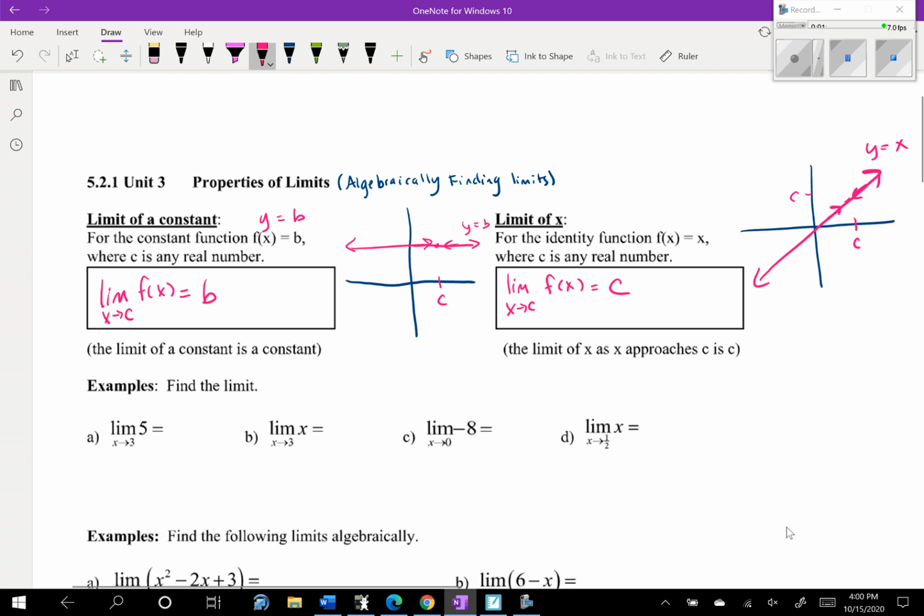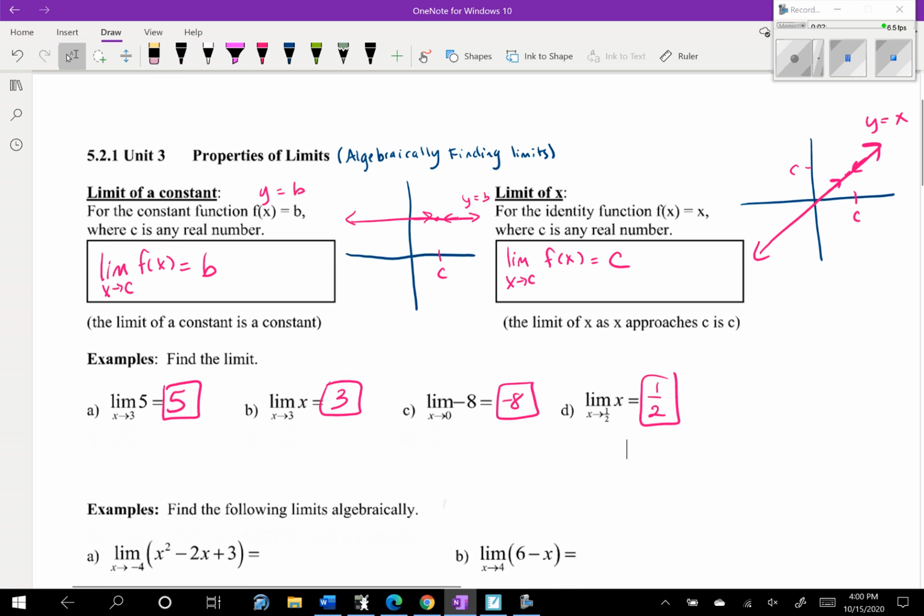So if we want to use those properties and find the limits, for the first one, notice that we have the limit as x approaches 3 of 5. So that means we have a horizontal line at 5. If we look at the left and the right side, we know that it's going to be approaching 5. For this one, this is our y equals x line, so the limit as x approaches 3 for x is just equal to, if we plug 3 in, we get 3. The next one would be negative 8, and the last one would be 1/2. So those are just some properties of limits.